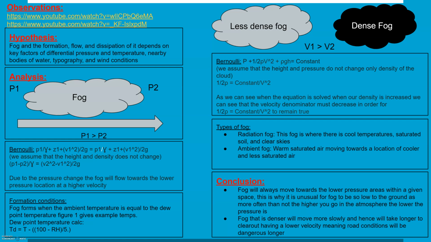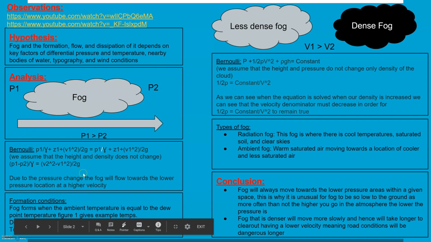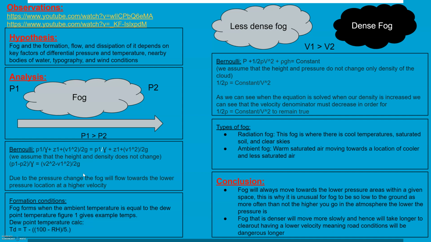And these fog formation conditions are determined by the dew point temperature. This is a simplified dew point temperature calculation, as we can see in the lower left-hand corner. The dew point temperature is determined by the ambient temperature minus (100 minus the relative humidity) divided by 5. This gives us a simplified calculation of the dew point temperature. Whenever the ambient temperature is equal to our dew point temperature, we will start to see fog formation throughout the region.